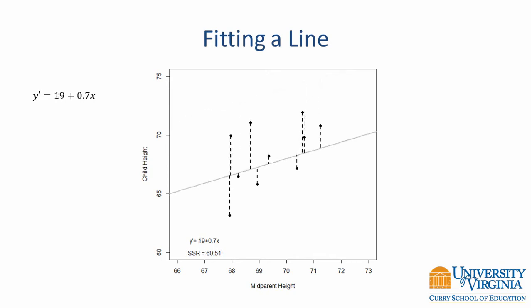This plot shows a line with an intercept of 19 and a slope of 0.7. The fit is better for this line than the one on the previous slide. The sum of squared residuals is 60.51, but we found a better fitting line earlier. We can continue with trial and error in this fashion until we find the best fitting line, but it is very inefficient. There are an infinite number of values we could use for the slope and intercept. We would have to try all of them to know which one is best fitting, a task that would take us the rest of our lifetime.